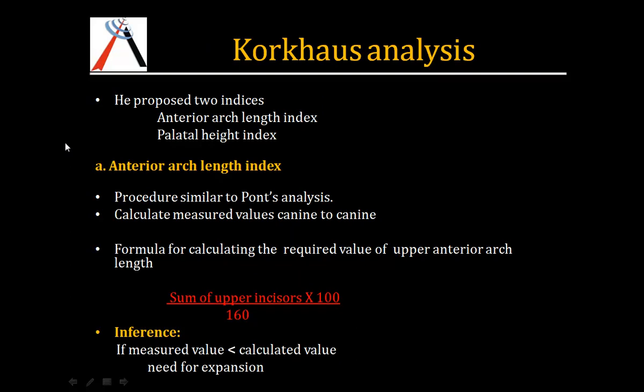Next is the Corcus analysis. In the Corcus analysis, we have two indices, the anterior arch length index and the palatal height index. The anterior arch length index is very much similar to the Pons analysis, but instead of premolars and molars, we here calculate the anteriors, that is, the canine to canine relationship. So first we sum up the incisors and we get a value. We then calculate the measured value from canine to canine. That is, we calculate the width from the canine to canine.